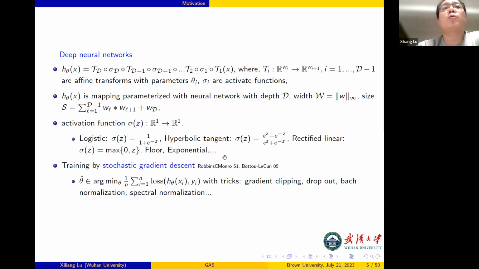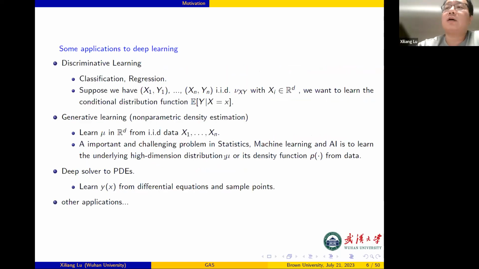To train this, because when we use a deep neural network we always rewrite the problem as a nonlinear optimization, we need to train it by some optimization algorithm. Stochastic gradient descent is one of the most popular ones.